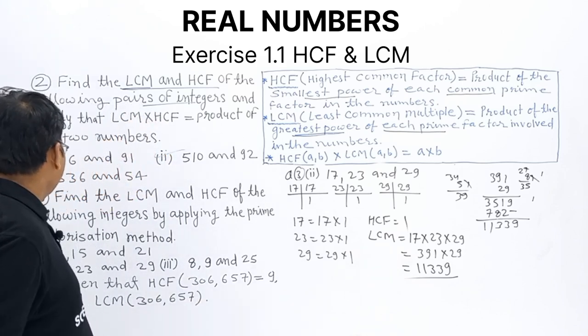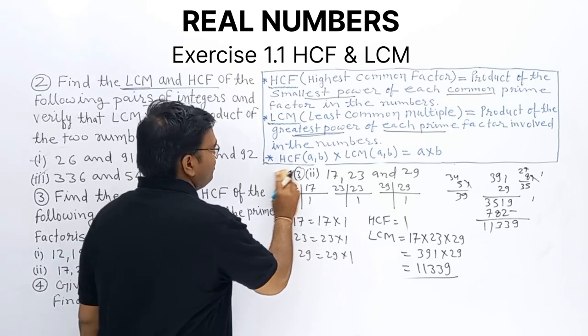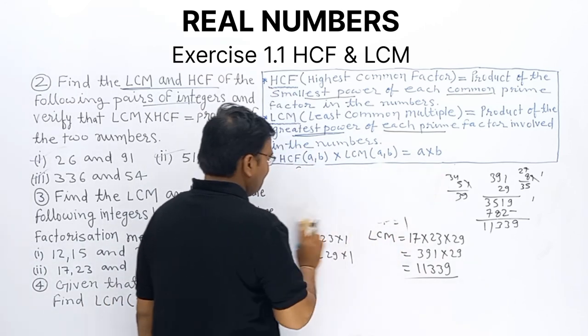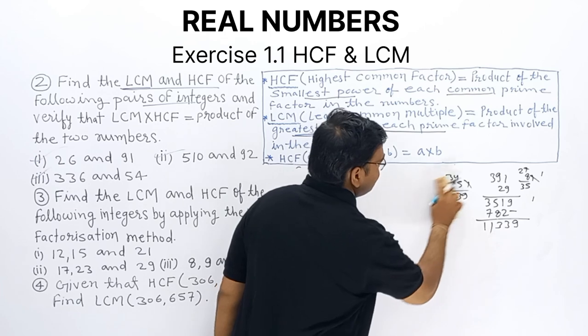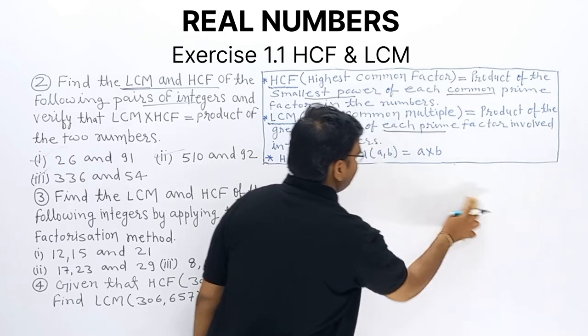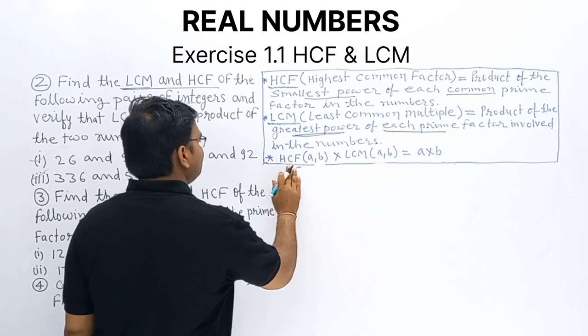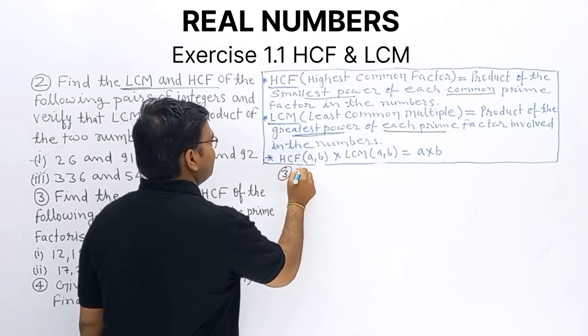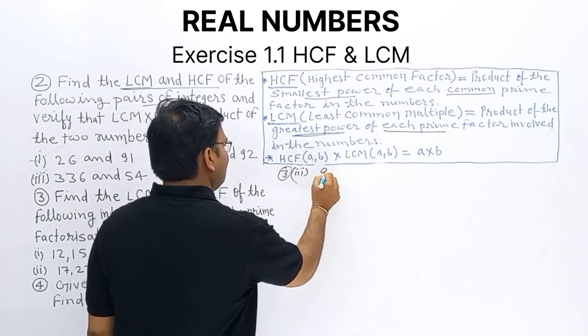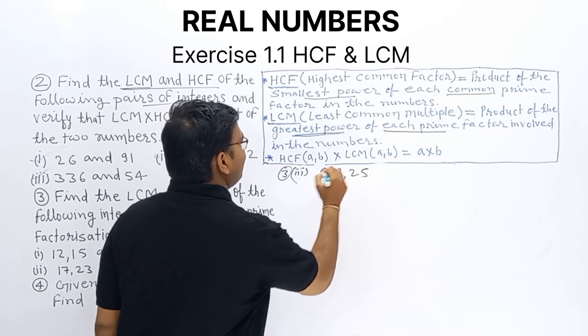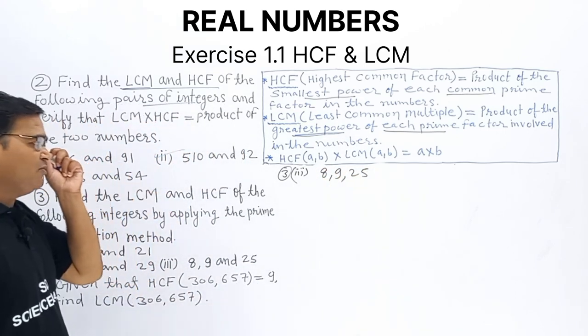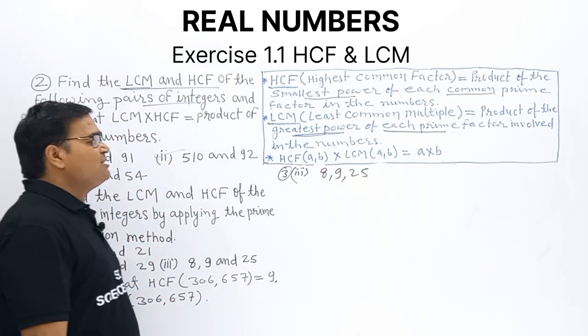Now I am taking question number 3, third one of this question. And what is the question? Question number 3, third one. The question is 8, 9, 25. 3 numbers are there. We want HCF and LCM.